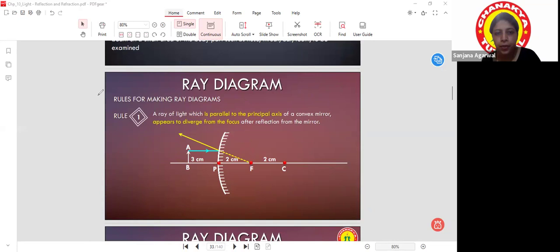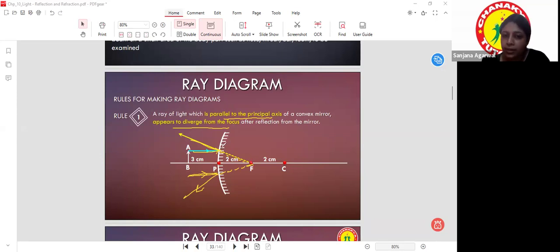So again, the rule for making a ray diagram is the same. If your parallel beam falls on a convex mirror, the rays of light will appear to diverge from the mirror, and they will appear like they are coming from the focus point only. The ray of light after striking the mirror will be reflected back. If I take another ray from below the principal axis, it will also be reflected back in such a way that if we produce it back, it will appear to us to be coming from the focus point only.